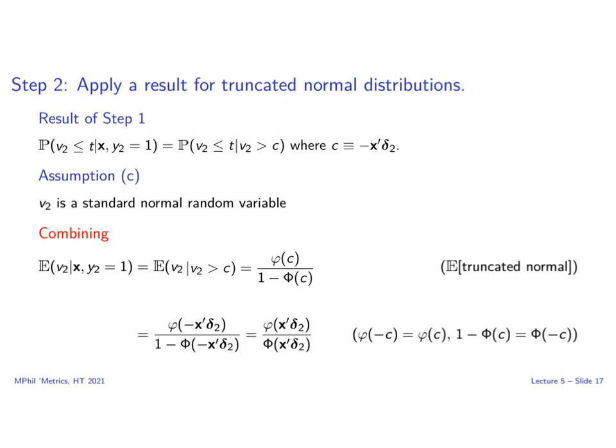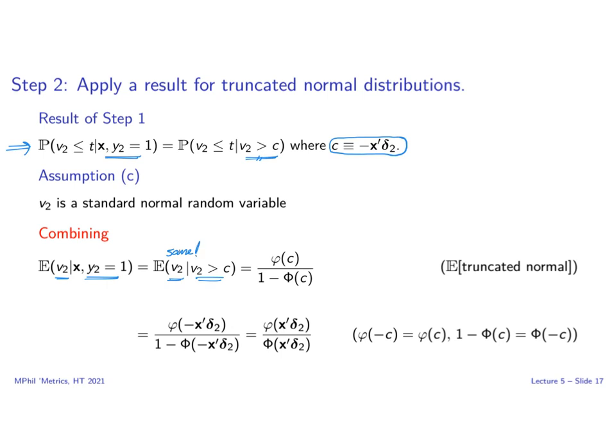From the previous step, we've seen that the distribution of v2 given x and y2 equals 1 is the same as the distribution of v2 given that v2 is greater than c, where we've defined c to be minus x prime delta 2. Thus, the conditional expectation of v2 given x and y2 equals 1 is the same as the conditional expectation of v2 given that v2 is greater than c.